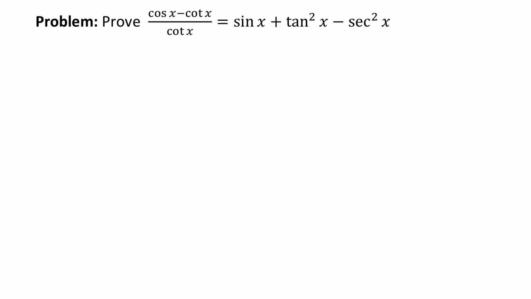All right, here's another one. We have cos x minus cotan x over cotan x equals sine x plus tan squared x minus secant squared x. So pause the video and give it a try.